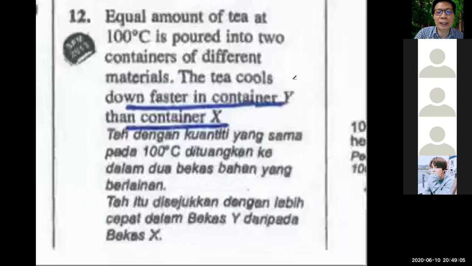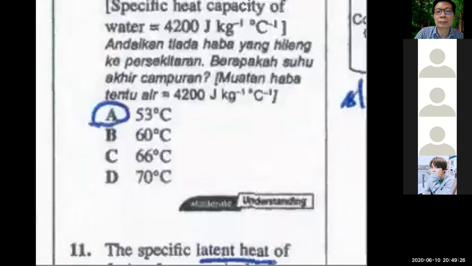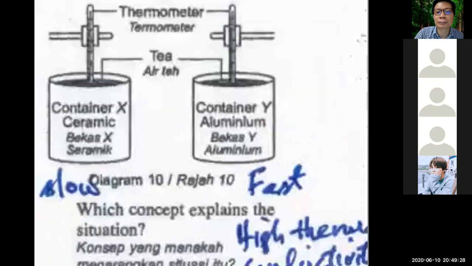Cooling down faster in container Y means definitely that container Y can absorb heat faster, right? X absorbs heat slower. Okay, you see what the question asks. Remember, it cools down faster at Y compared to X. Okay, now see the question. So what is the answer then?